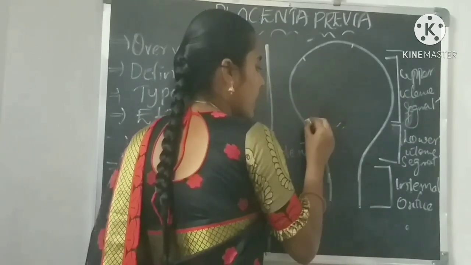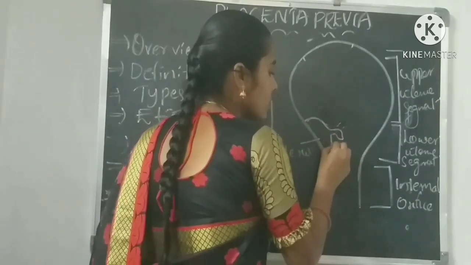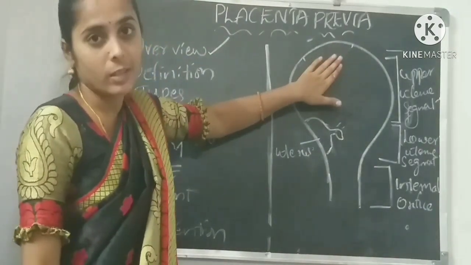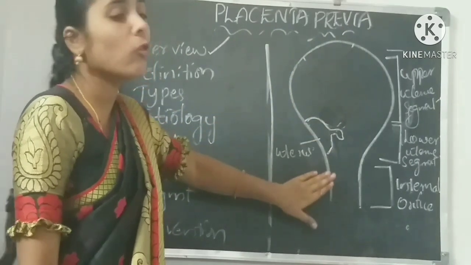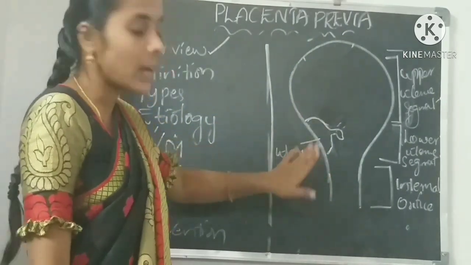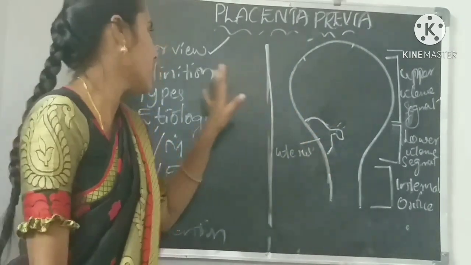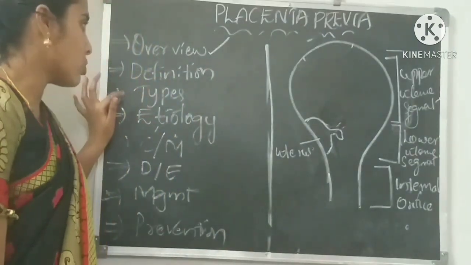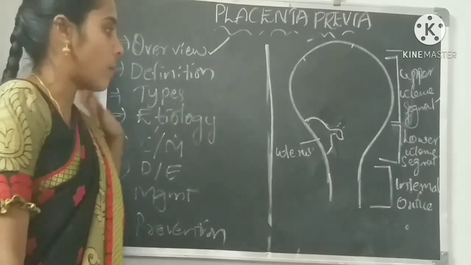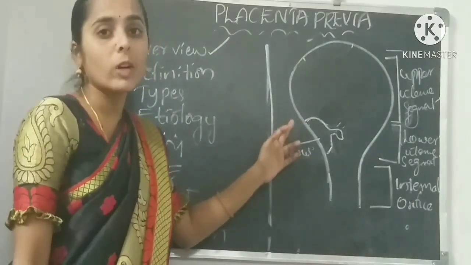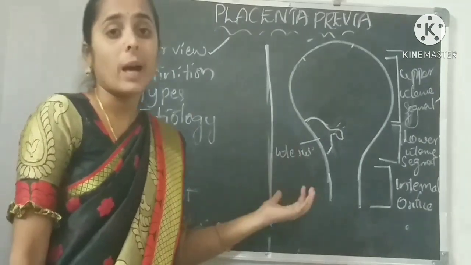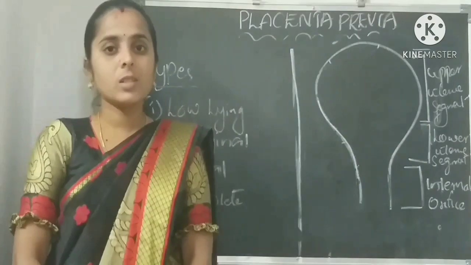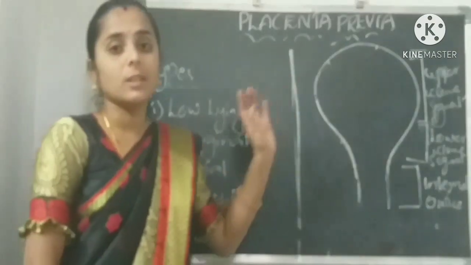The placenta will implant into the lower uterine segment. So instead of implanting in the upper uterine segment, it implants in the lower uterine segment, and then it is called a placenta previa. I think you have understood the definition. If the placenta gets implanted into the lower uterine segment, either completely or partially, then it is called a placenta previa. Next we will see the types of placenta previa.